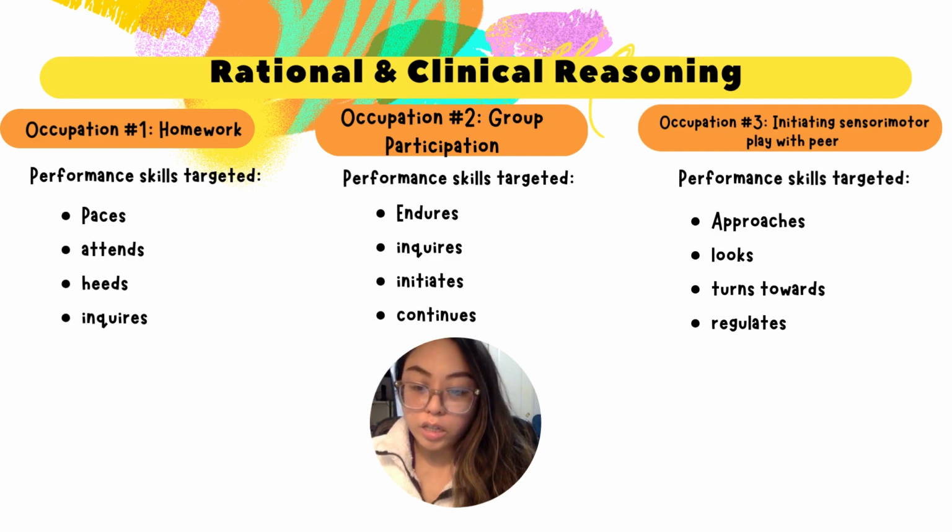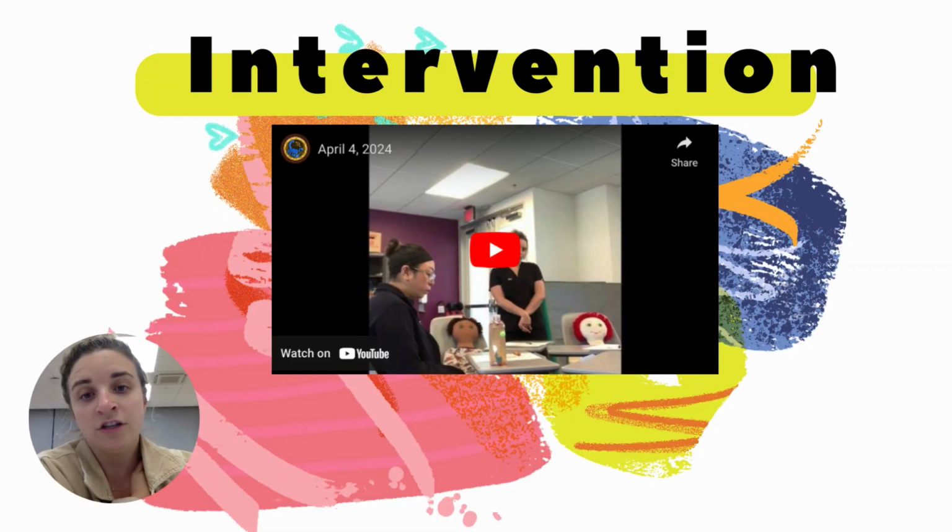Sensory integration activities such as swinging on the cocoon swing and riding a scooter board help regulate sensory experiences and reduce anxiety symptoms related to sensory overload. Here is our intervention video.